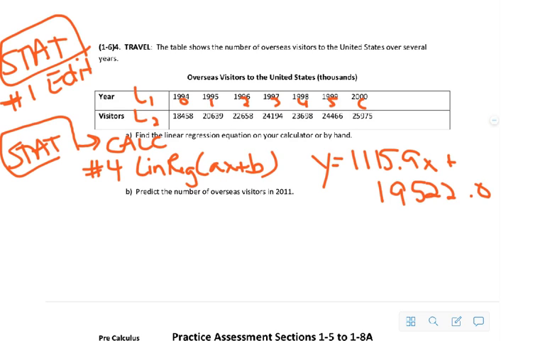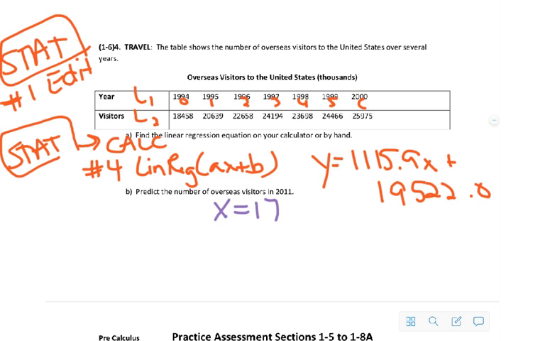Now we want to use this equation to predict the number of overseas visitors in 2011. So now you kind of have to go back up here to your table and go, okay, well, 2000 was year 6. So 11 years after that is going to be year 17.